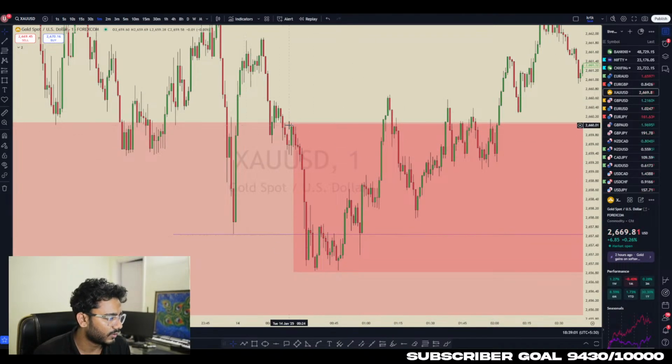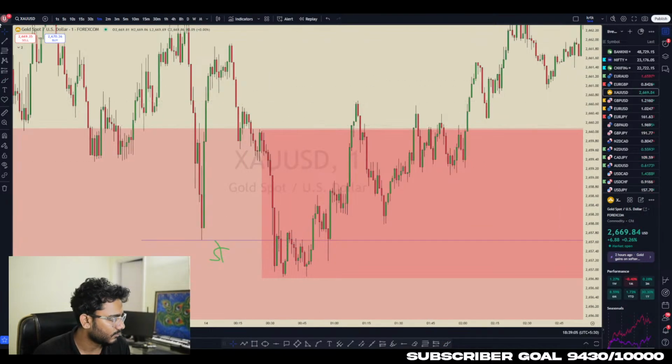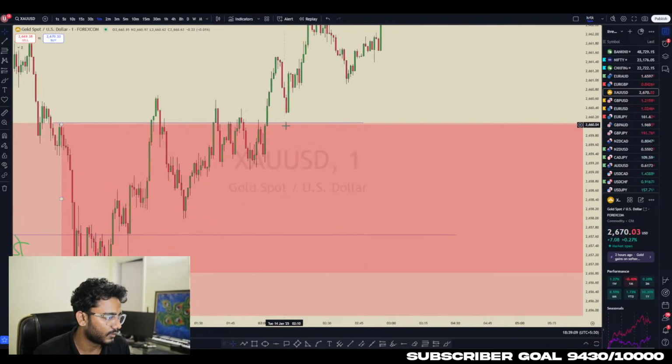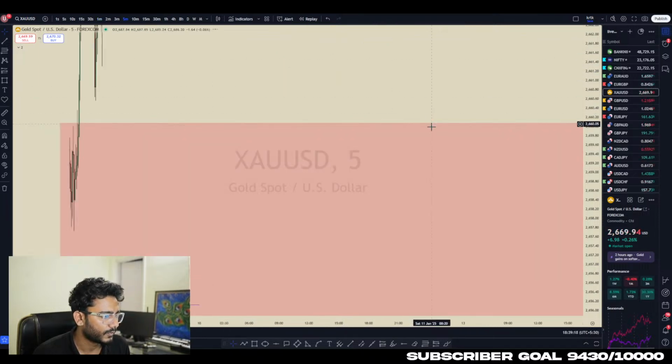So this move swept the liquidity from the downside. So if we draw a line from here, we can see actually there is an unbreakable order block on 1 minute where we want to look for buy side entry.